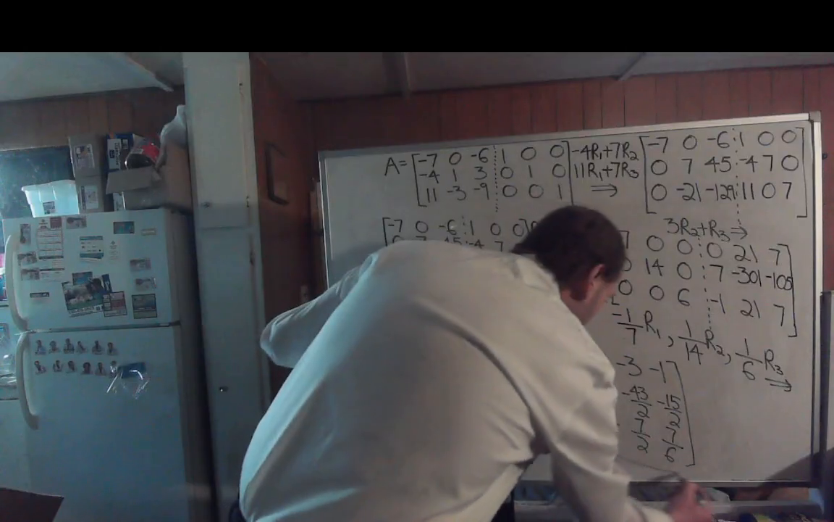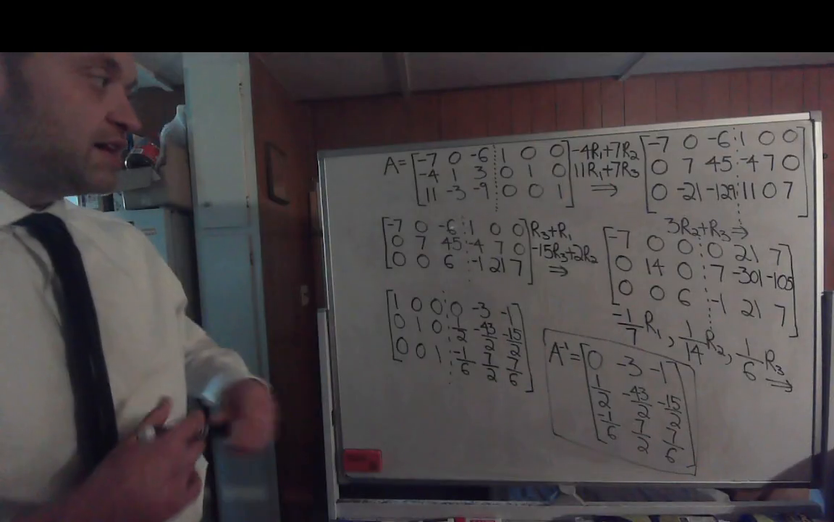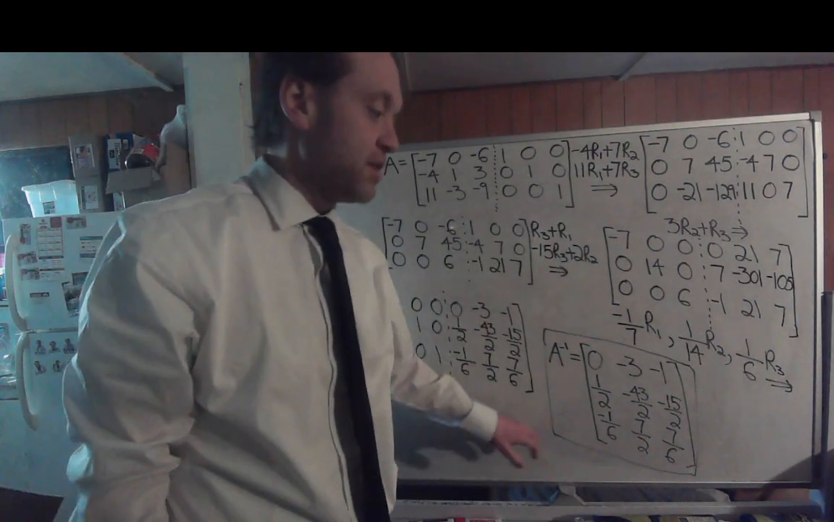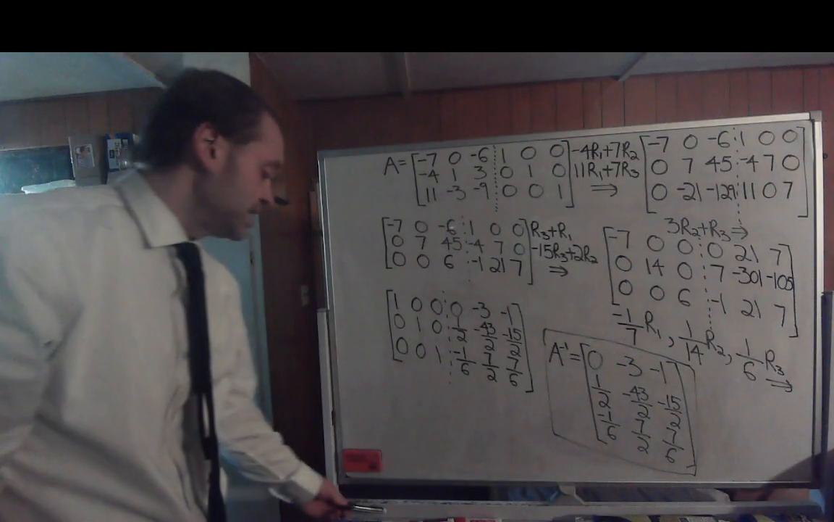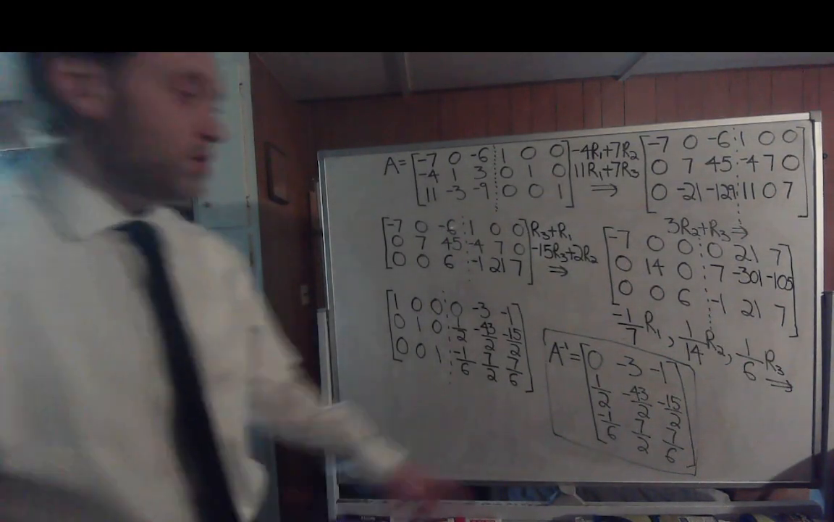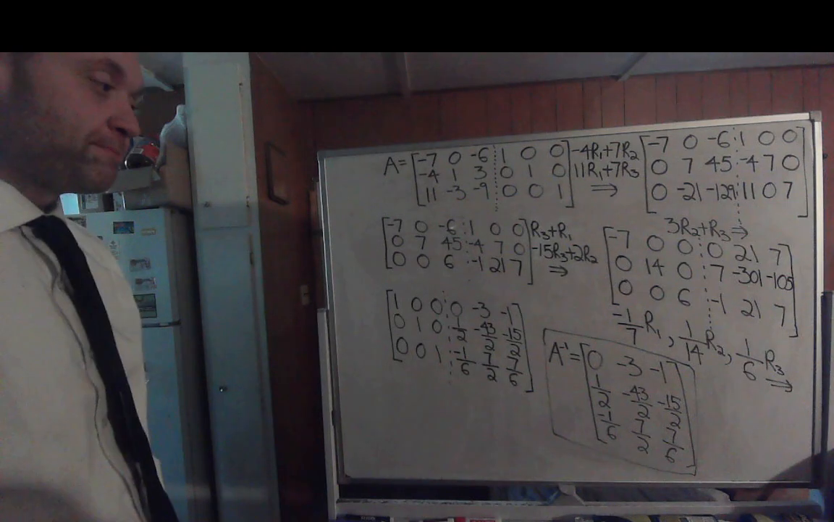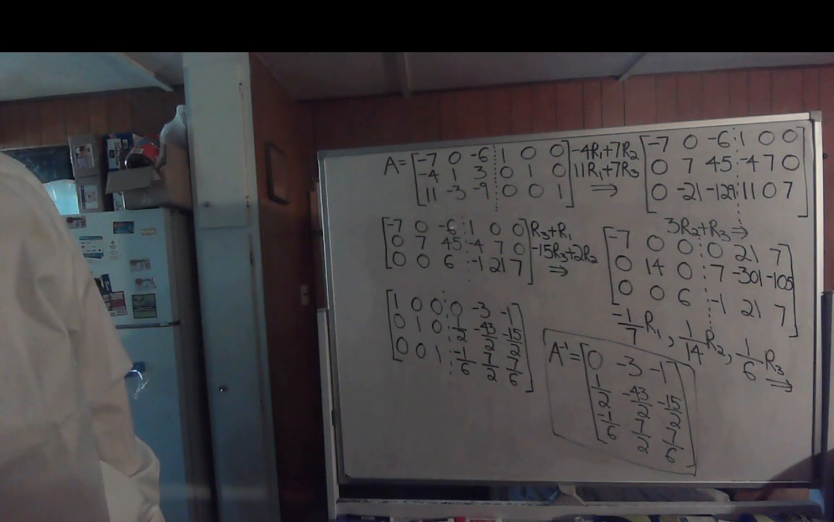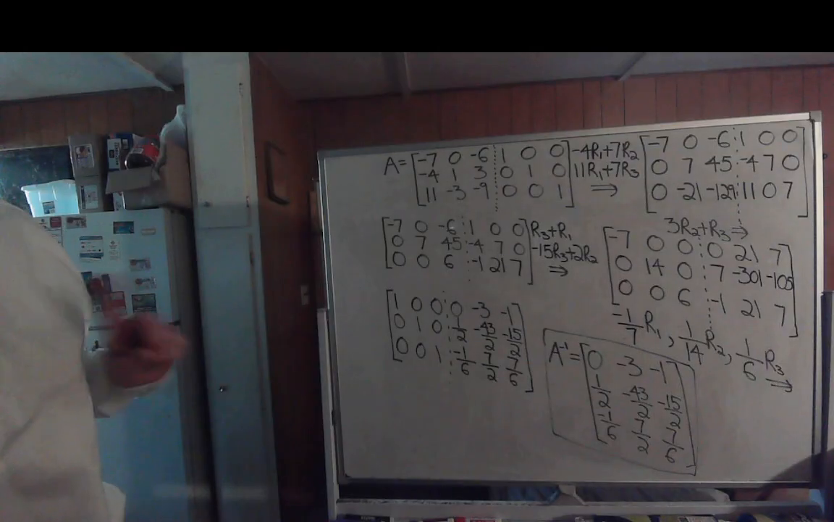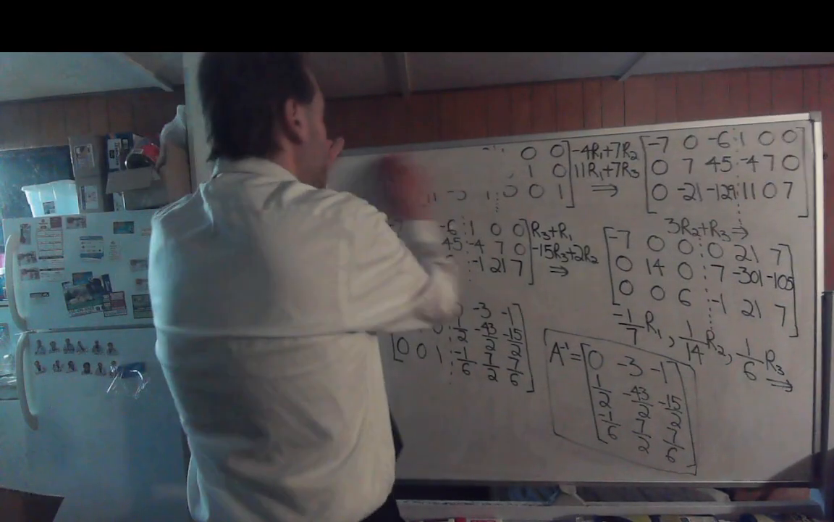So there is your A inverse, this awful thing right here, which it's really not that awful. I feel like this one went a lot better than the last example we did, but there is your inverse matrix. I got one more, then we're done. We will be done after this next example here.